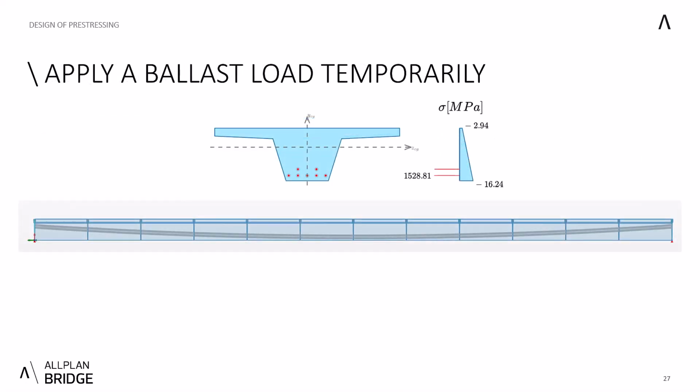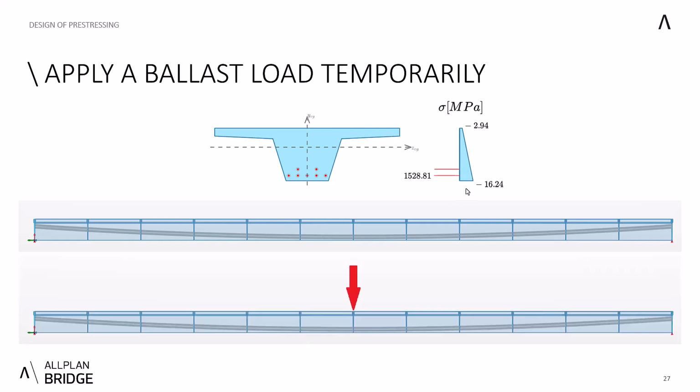Let us recall that our problem is that the compression in bottom fibers at midspan is unacceptably high. However, the problem appears only at the time of prestressing, before the prestressing losses due to creep and shrinkage appear. If we apply a positive bending moment, which would stretch the bottom fibers, the stress limitation check may pass. Therefore, an option to reduce the compression in the bottom fiber is to apply a ballast load temporarily.